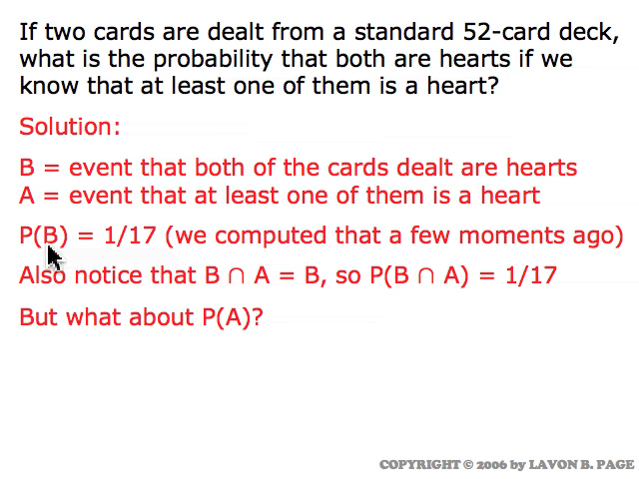Now in this case, what is B intersect A? What do you get if you take all the cases where both cards are hearts and intersect that with all the cases where at least one of them is a heart? Well, obviously, any case where both cards are hearts is a case where at least one of them is. So in fact, every outcome that's in B is an outcome in A. This event is a subset of this one. So the probability of the intersection is just the probability of B. B intersect A is B in this case. So the probability of B intersect A is just the probability of B, which is 1 over 17.